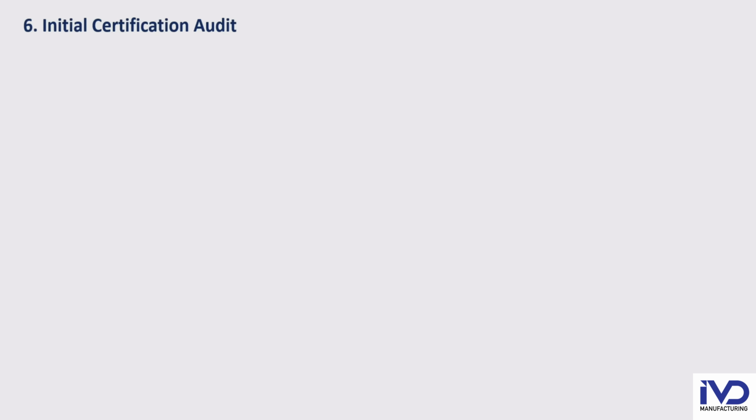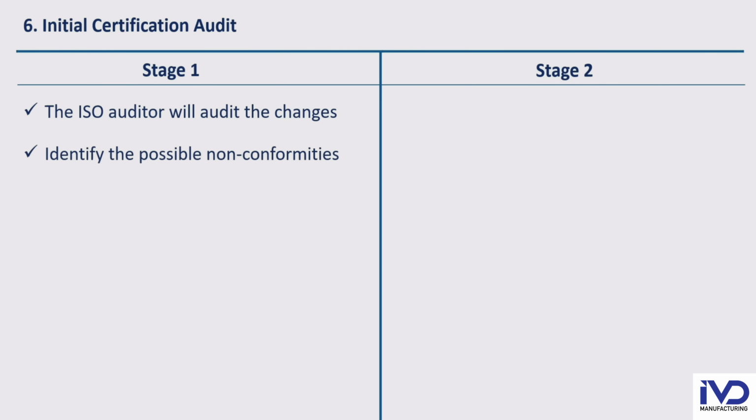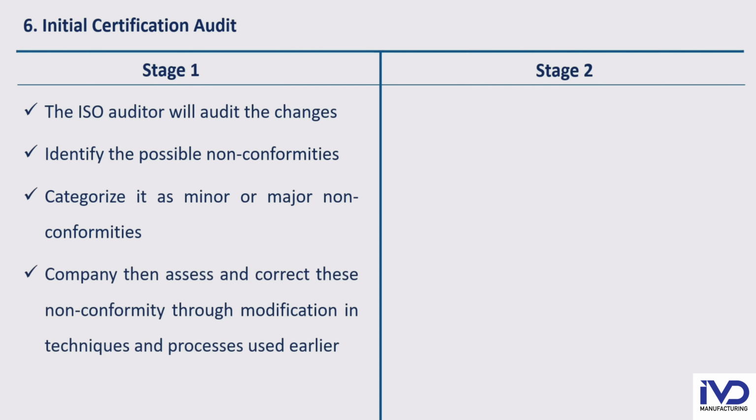Sixth step, initial certification audit. It mainly comprises the stage 1 and stage 2 audit. In the stage 1 audit, the ISO auditor will be doing the checks. It will identify the possible non-conformity and categorize it as a minor or a major non-conformity. The company is then going to correct this NC through modification in the techniques and processes which have been used earlier.